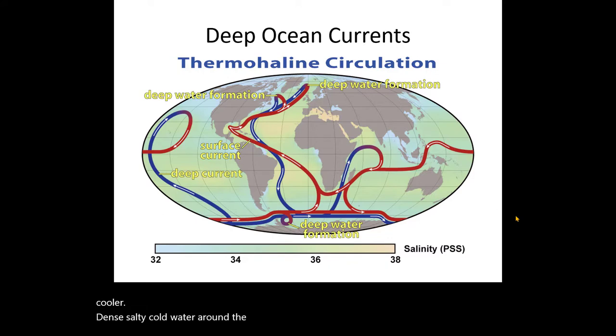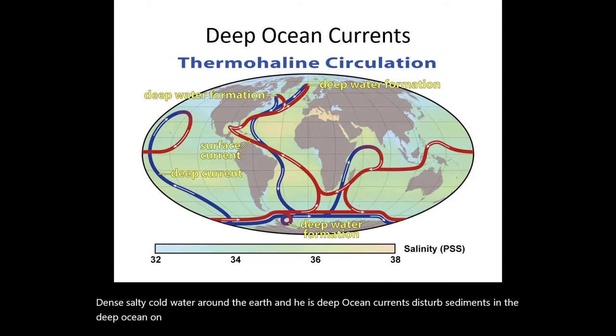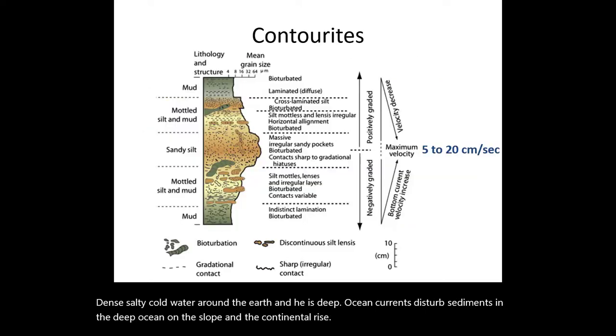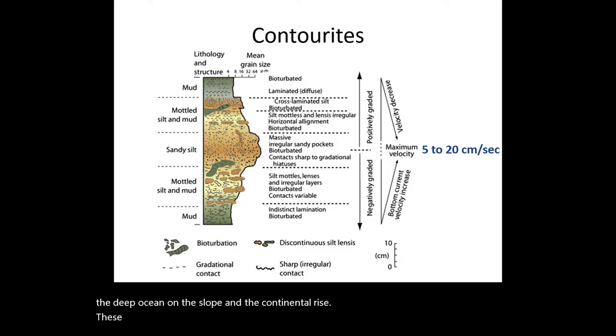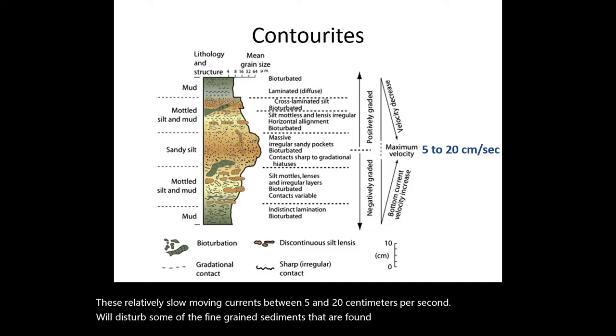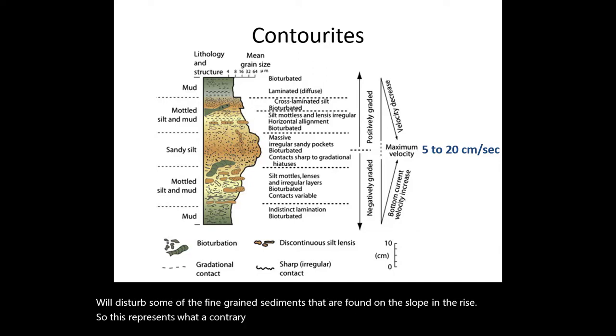And these deep ocean currents disturb sediments in the deep ocean on the slope and the continental rise. These relatively slow-moving currents, between 5 and 20 centimeters per second, will disturb some of the fine-grained sediments that are found on the slope and the rise. So this represents what a contourite might look like in the rock record.